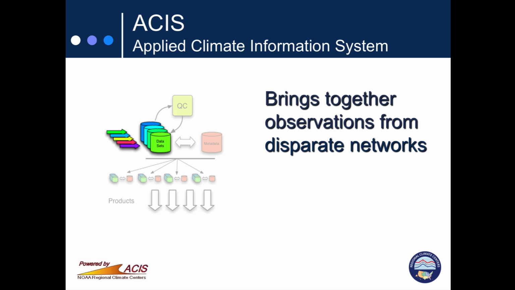ACIS integrates data from any number of observation networks. It eliminates the need for users to obtain data sets from different places. All data, regardless of source, can be accessed and analyzed through ACIS. At any point in time, users get the highest quality data that are available for a particular site.